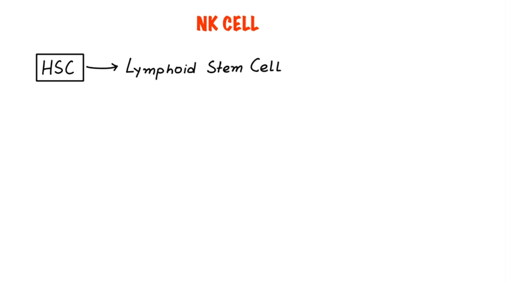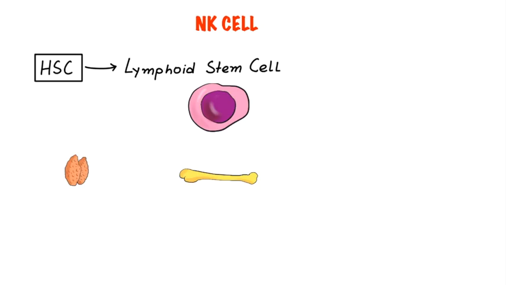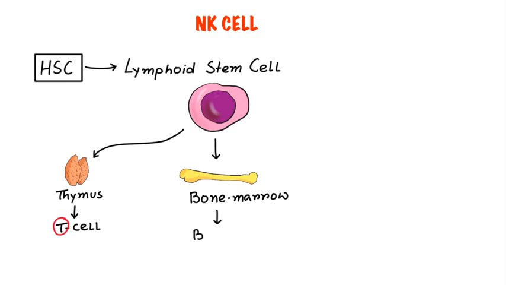You have heard about the hematopoietic stem cell. Hematopoietic stem cell gives rise to lymphoid stem cell. Now this lymphoid stem cell can be having different type of cells according to maturation and differentiation. If they go to the thymus for proper maturation, they will give rise to T cells. So T stands for thymus. If they go to the bone marrow for maturation, they will give rise to B cells. B simply stands for bone marrow.